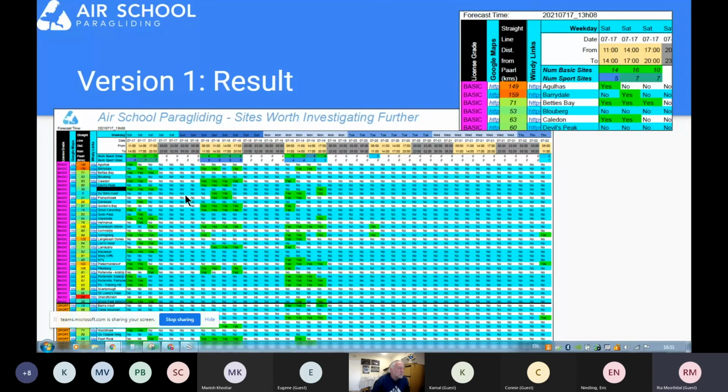I have called this tool sites worth investigating further, because, again, I don't want you to make your decision on this as a yes to fly. It's a yes that you should pay attention to it, because the first step, the surface winds and the overall weather, looks good, and now you should go through step 2, 3, etc., to make your decision on whether you go flying there.